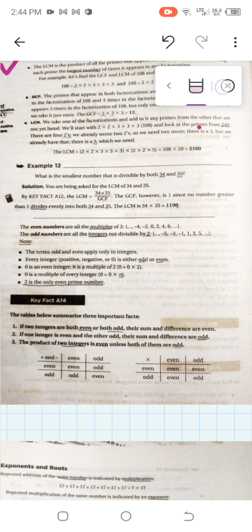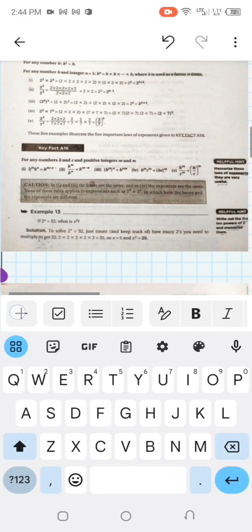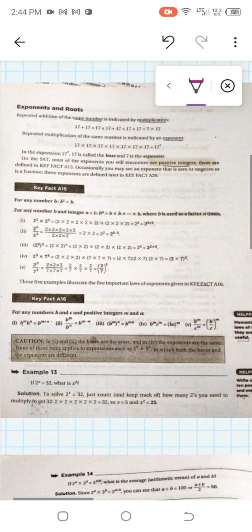Now we are going with page number, second page number. So let me show you here. Now here we have second page in which we are going with the exponents and roots. Okay, so I think everyone is familiar with exponent and root.